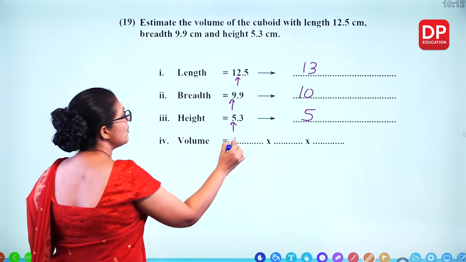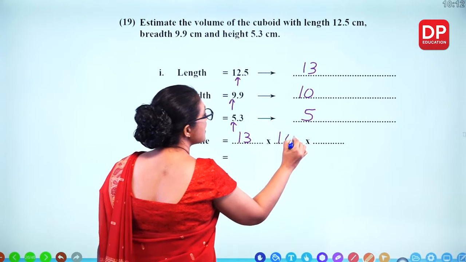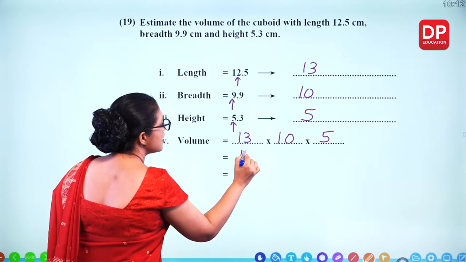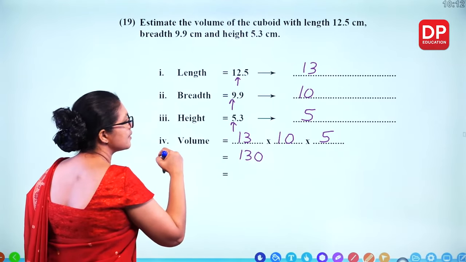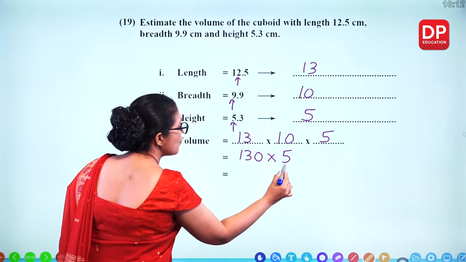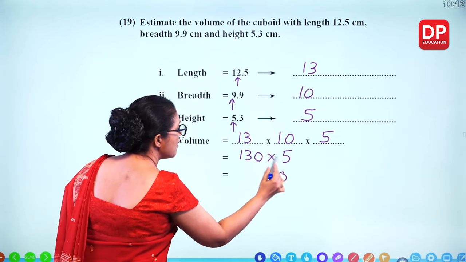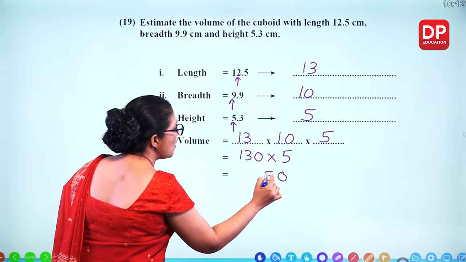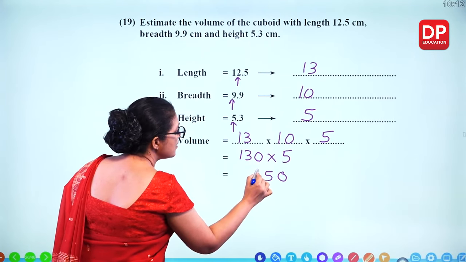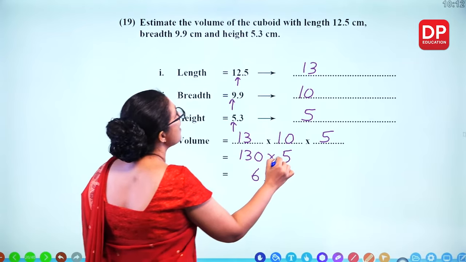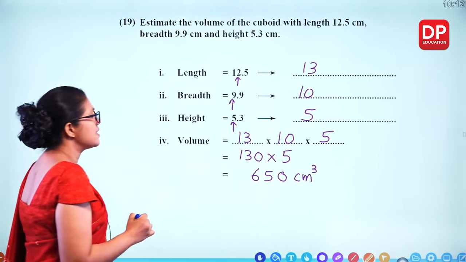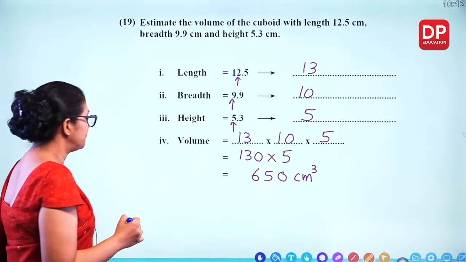So what's the volume? 13 times 10 times 5. So 13 times 10, 130 times 5. Put 0, multiply by 5. 5 times 3, 15, 1 remaining. 5 times 1, 5, plus 1, 6. 650 cubic centimeters is the volume.